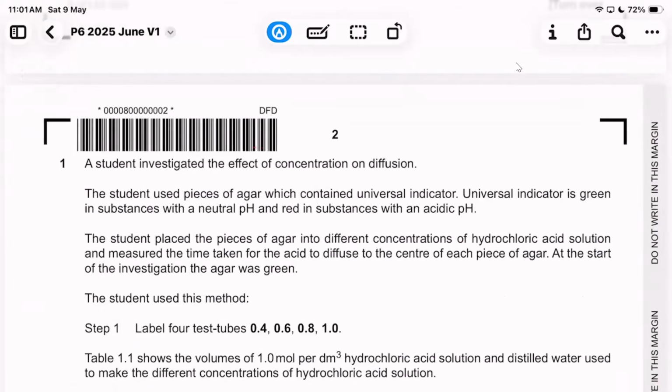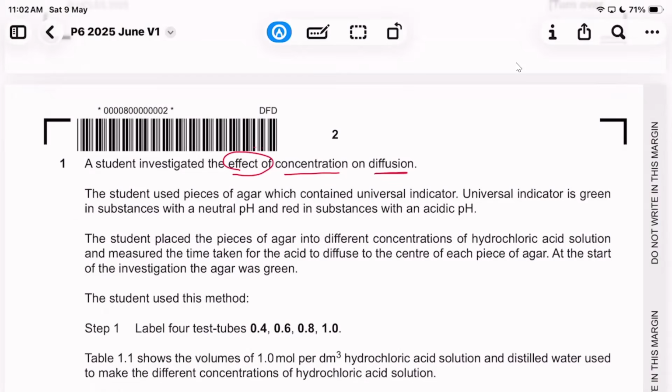The first question said, a student investigated the effect of concentration on diffusion. We said before that when we find the word "effect of," we know that after this word we can find the independent variable. But here they didn't say the concentration of what. So now we have to search for concentration of what to consider the independent variable.